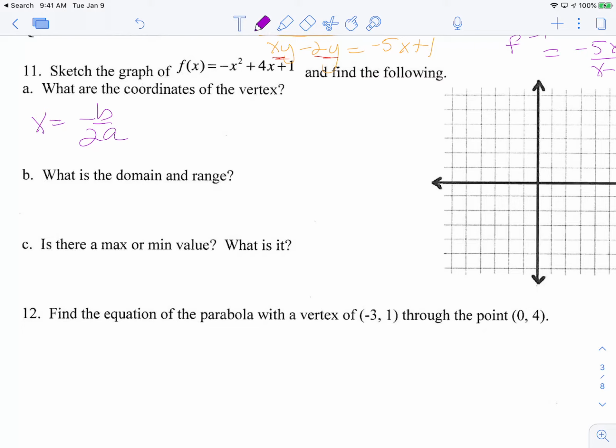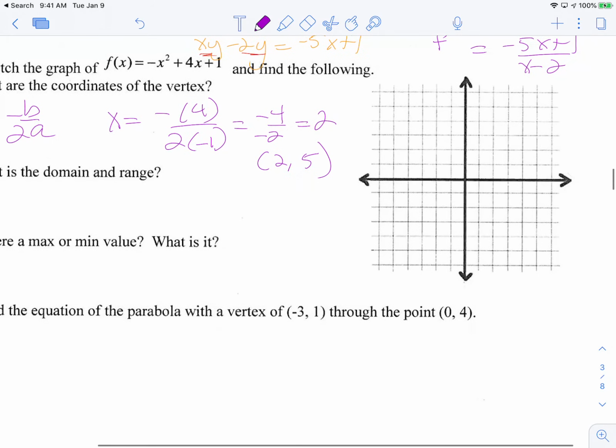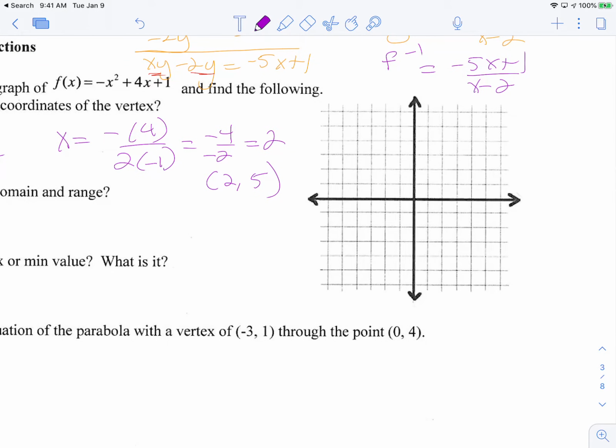Then x is equal to, identify the coordinates here. So it's the opposite of 4 over 2 times negative 1, which is negative 4 over negative 2, which is positive 2. And then just using the calculator, you could find the y value, or you can substitute it in. The y value is 5. So that's going to be our vertex. 1, 2, 1, 2, 3, 4, 5.